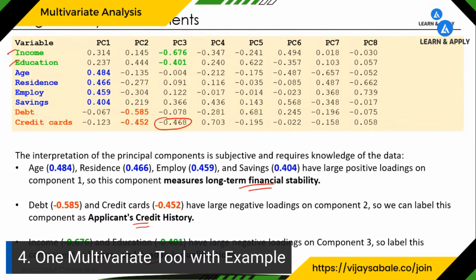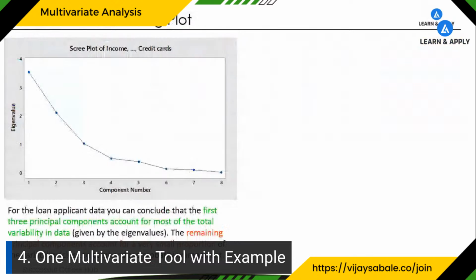That means if the bank administrator wants to approve the loan for a particular loan applicant, then he should only focus on 3 variables. The first one is what is his or her long-term financial stability, what is his or her credit history, and what is the income and academic qualifications. That means instead of focusing on the 8 variables, now they are grouped into 3 principal components as per their similarities. So this is the power of principal component analysis.